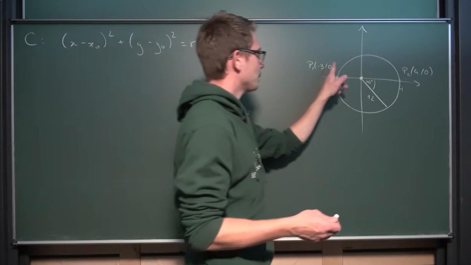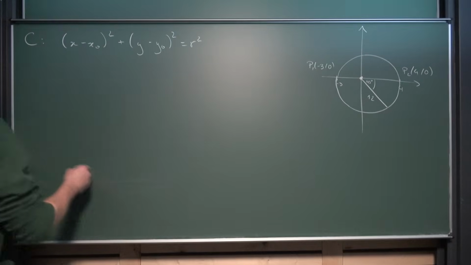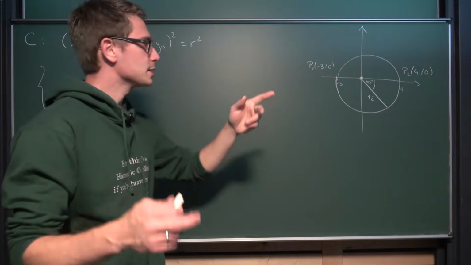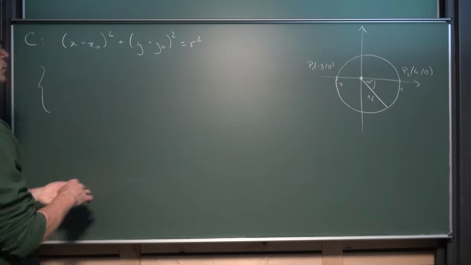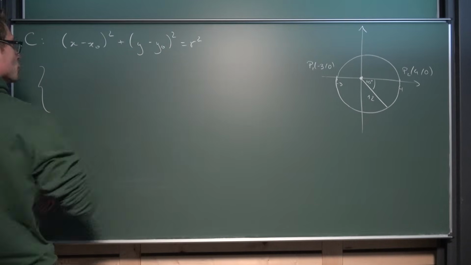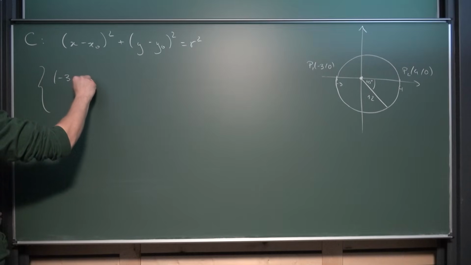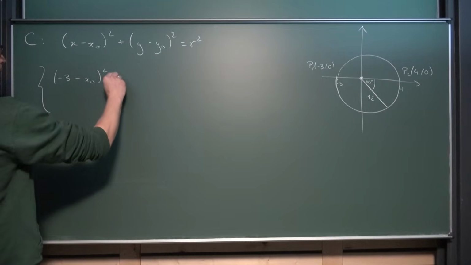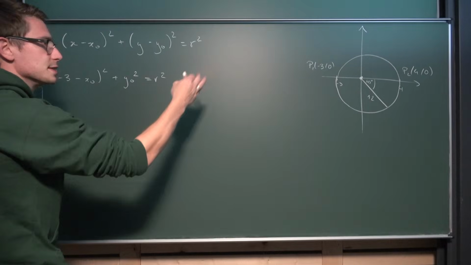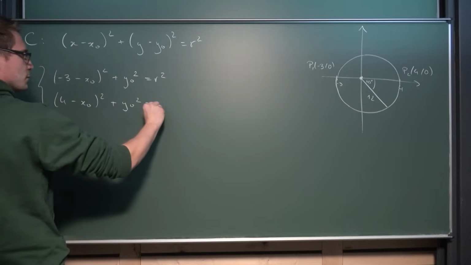So let us put our points P1 and P2 into the circle equation and see which system of equations we are going to get. Obviously, since the y coordinate is 0 here, we would end up with y naught squared on both equations. So by putting this in, we get (-3 minus x naught) squared plus y naught squared is equal to r squared. And the other one is basically the same thing. We have (4 minus x naught) squared plus y naught squared is equal to r squared.